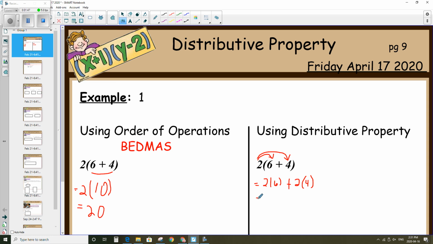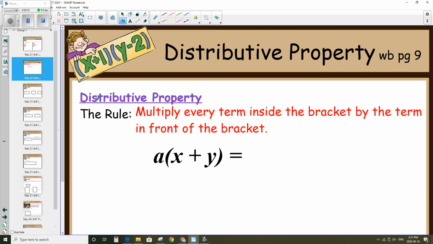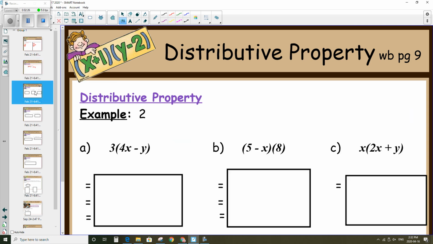Okay, so 2 times 6 is 12, and 2 times 4 is 8. And when you add those together, you get 20, which is the same answer we got using BEDMAS. Okay, it's just two different methods to solve the same question. So the rule for distributive property is to multiply every term inside the bracket by the term in the front. All right, so if we're using letters instead of numbers, it would be a times x and then a times y. A times x is ax, and a times y would be ay. So that would be the simplified version, okay, or expanded version.